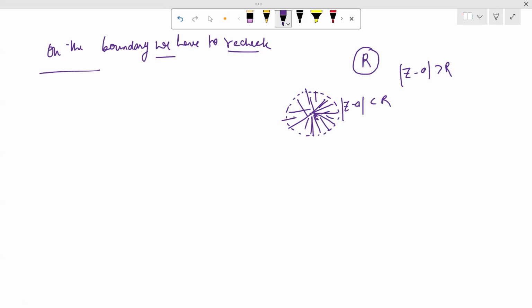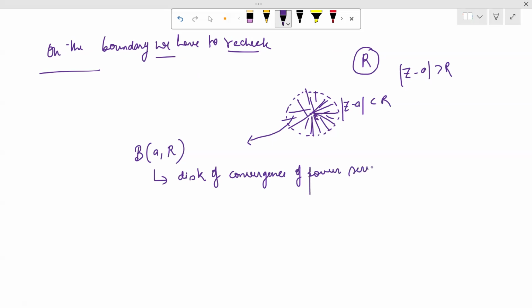Okay, so this particular open disk centered at a and with radius r is also called the disk of convergence. So this is called the disk of convergence of the power series. Now, if this disk extends to the complete complex plane, then clearly the radius of convergence would have been plus infinity. If the disk of convergence is the complete complex plane, obviously it implies that the radius of convergence would have been plus infinity.